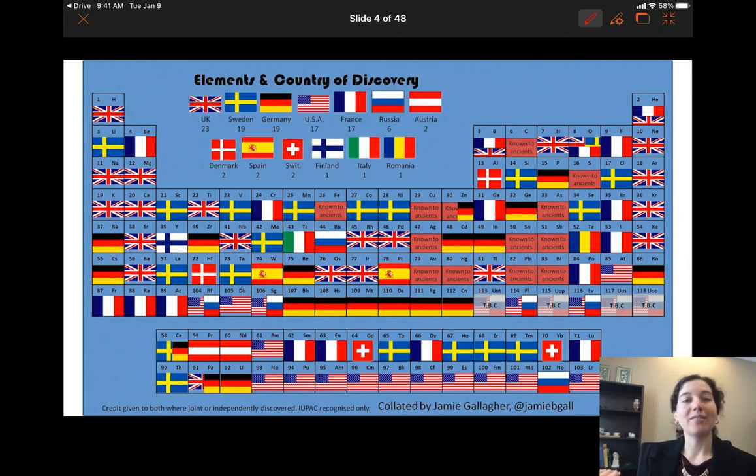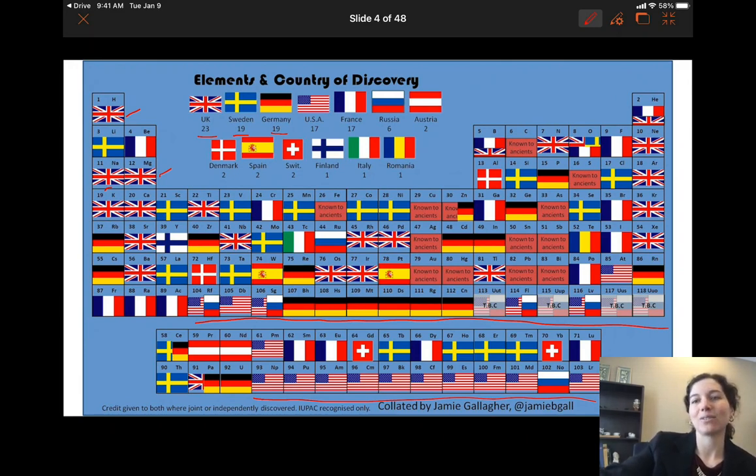This is their country of discovery. So you can see where all of the elements on the periodic table were discovered. We've got some in the UK, a decent amount in Sweden and in Germany. You'll notice most of the United States ones are down here at the bottom because they're more recent, because the United States wasn't actually around until later. So France, Russia, Austria, anyway. You can see where all of these different elements were discovered and named.